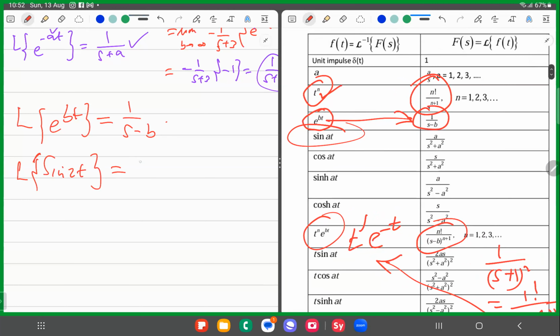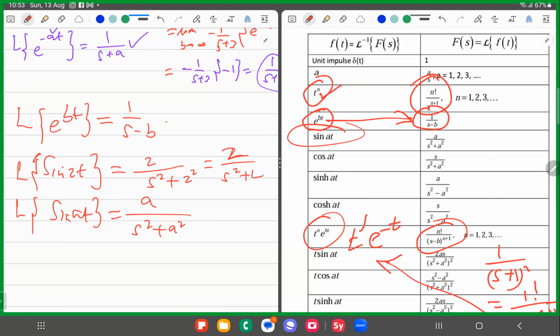So you write down the formula. The Laplace transform of sine at is equal to a divided by s squared plus a squared. So if it is 2t, you put 2 divided by s squared plus 2 squared. So in other words, this Laplace transform is going to be exactly 2 divided by s squared plus 4. Yes. Okay, so we can do some other Laplace transforms.